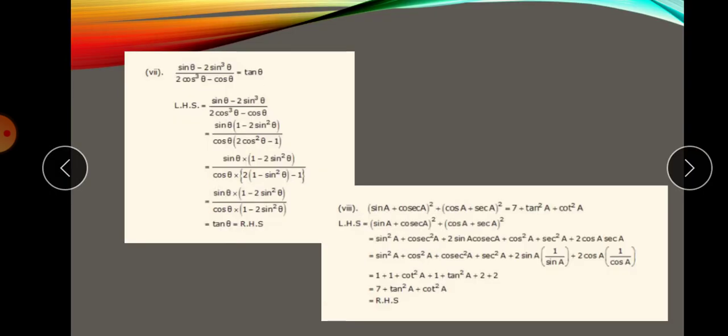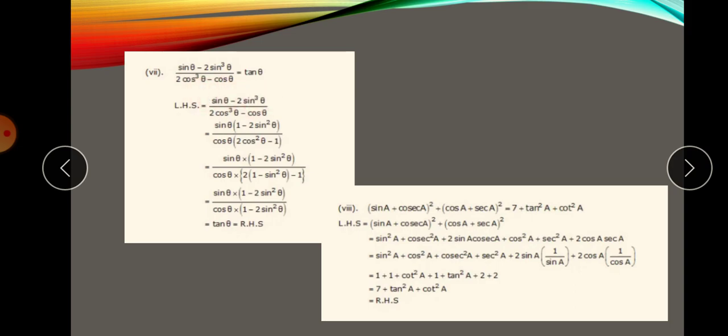This you understood. The next one is very easy. Only in this chapter, the third and sixth sums will be a little difficult. Sin theta minus 2 sin cube theta: what is common in this? Sin theta is common. And down also cos theta is common. Then 1 minus 2 sin square theta over 2 cos square theta. Apply 1 minus sin square theta in the place of cos square. Then 2 minus 2 sin square theta minus 1, so 2 minus 1 becomes 1. 1 minus 2 sin square theta cancels with 1 minus 2 sin square theta. Sin by cos is tan. Then LHS equals RHS. This is only 3 steps.